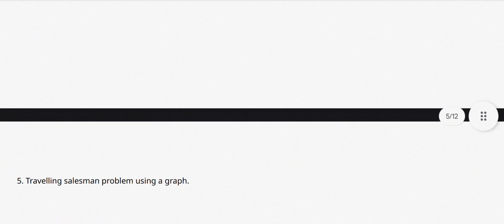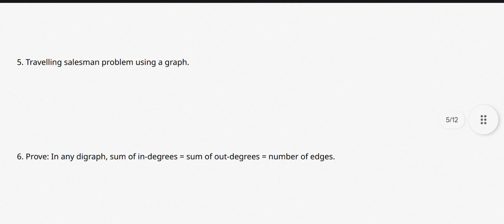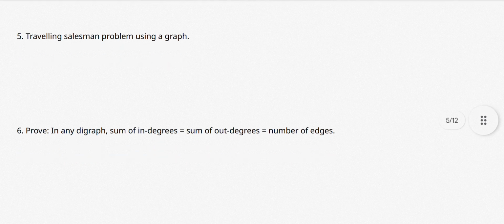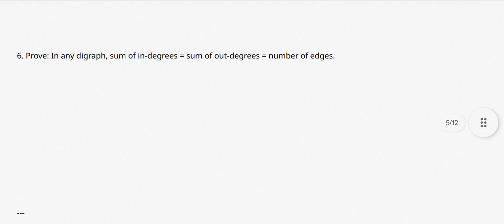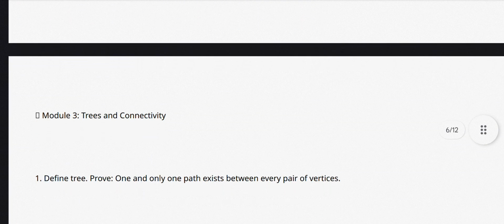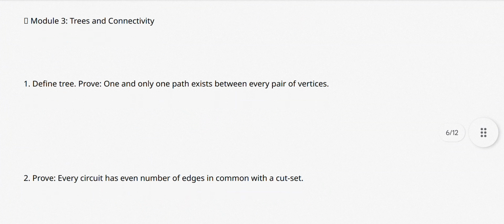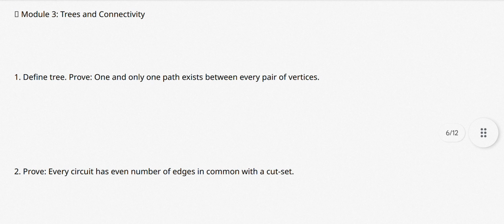Fourth question, prove Eulerian trail exists if exactly two vertices have odd degree. Fifth question, traveling salesman problem using graphs. Sixth question, in a digraph we have to prove that the sum of in-degrees and the sum of out-degrees are equal to the number of edges.